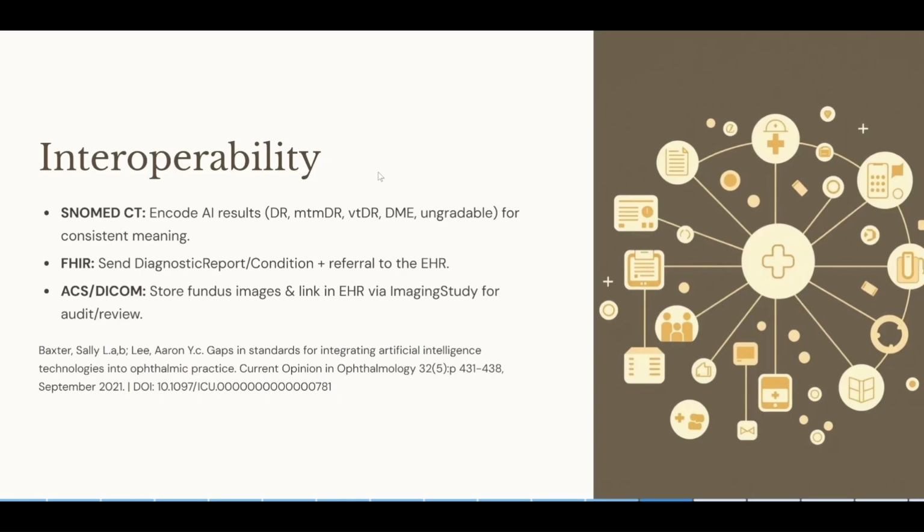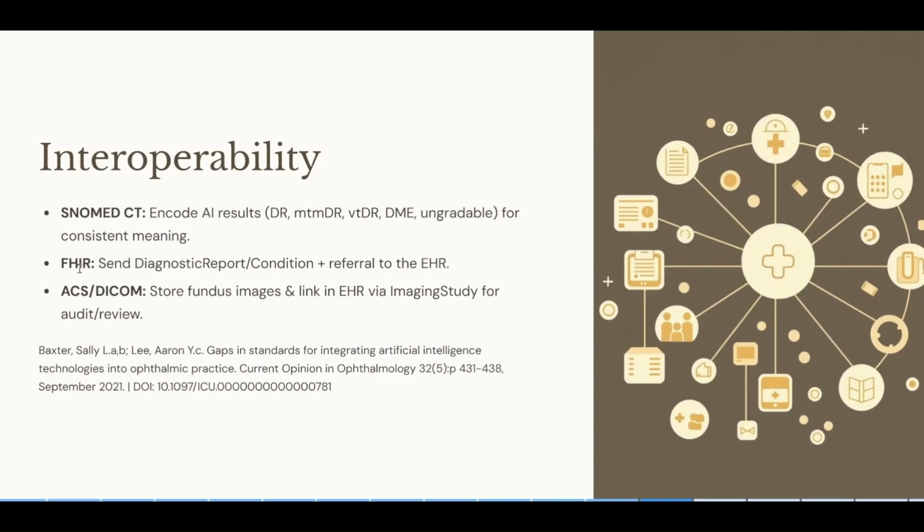In EyeArt's case, we use several standards to make this work smoothly. For example, in the first point, we see SNOMED CT, which helps encode the AI results such as more than mild DR, vision threatening DR, DME, so that they are stored with precise, consistent meaning in the EHR.